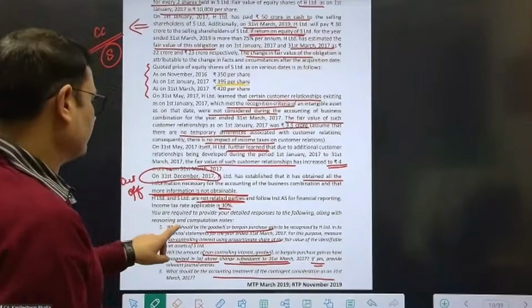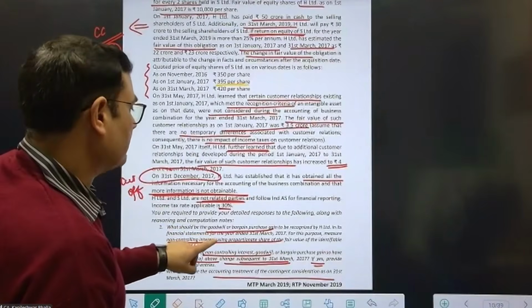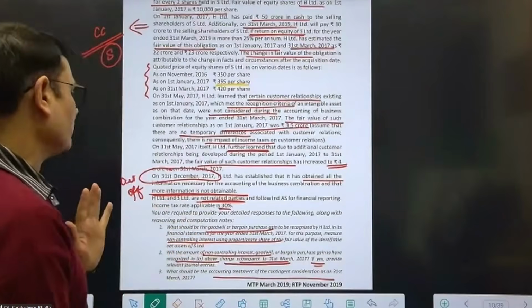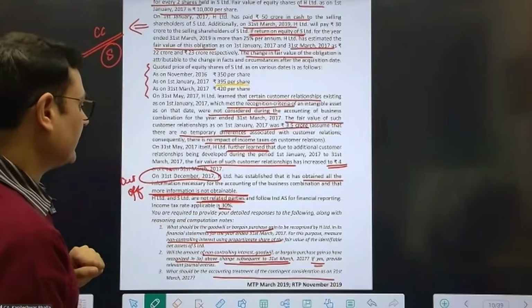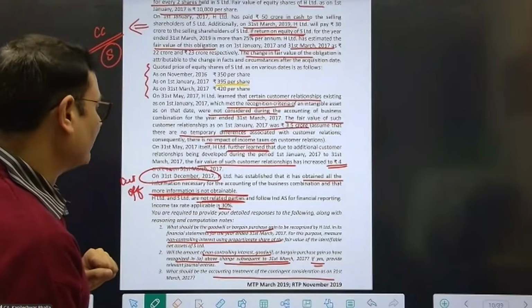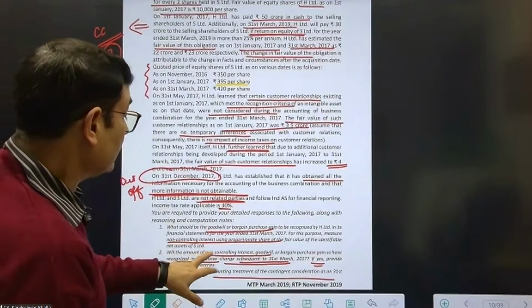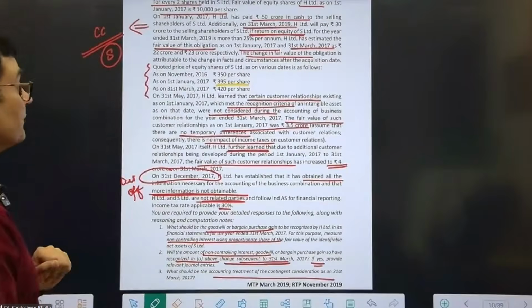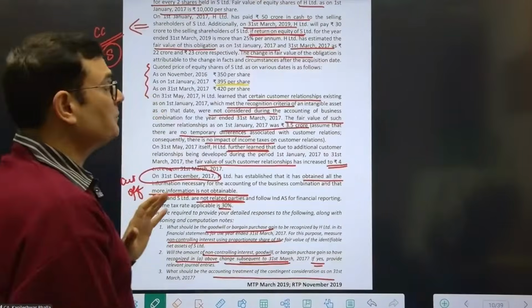It says, what is the goodwill or bargain purchase gain for the year ended March 17? That is done. For this purpose, measure NCI at fair value. So point 1 is done. Then he says, will the amount of NCI or the goodwill or the bargain purchase gain, which you took in point A, change subsequent to 31st March 17? Now, this is the main area which is talking about the measurement period concept.